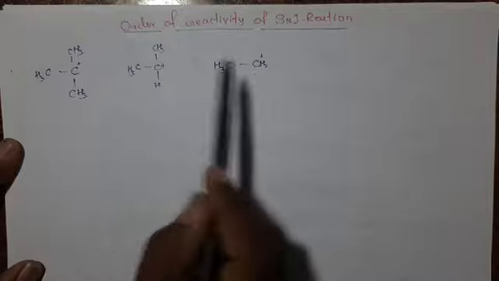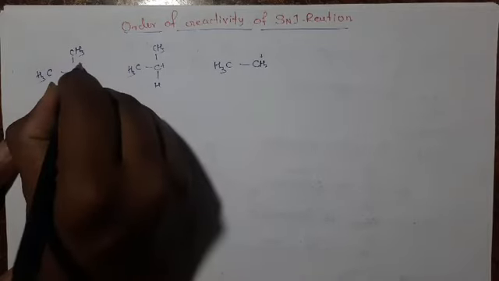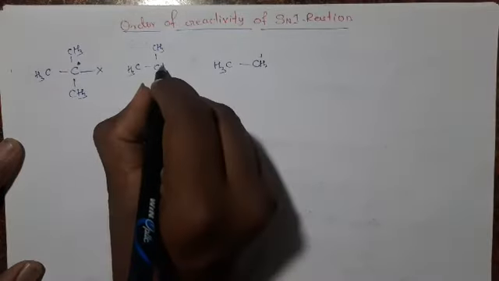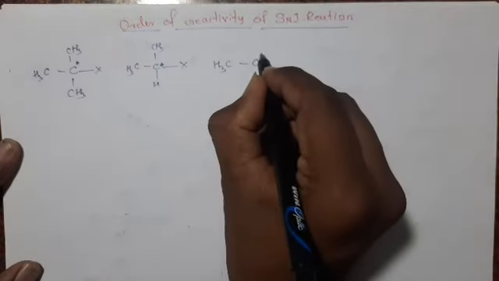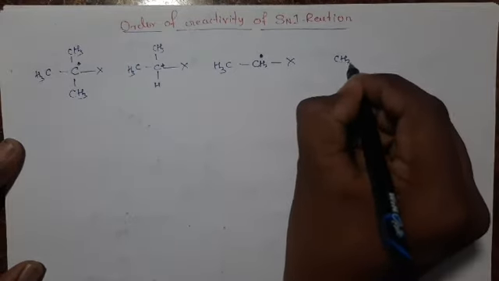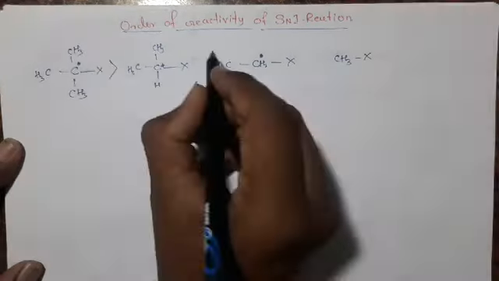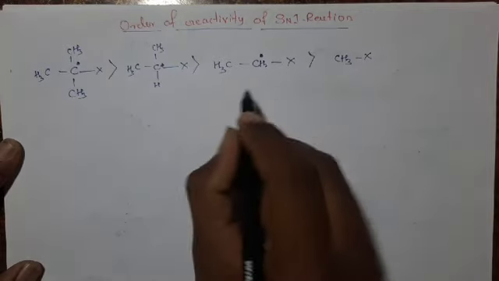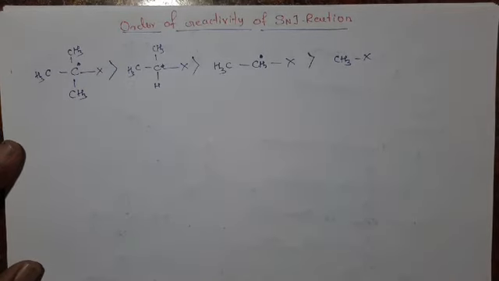The order of reactivity of the SN1 reaction depends on the stability of carbocation. Hence, tertiary alkyl halides are more reactive towards the SN1 reaction than secondary alkyl halides, which are more reactive than primary alkyl halides, which are more reactive than methyl halide. This is the order of reactivity.